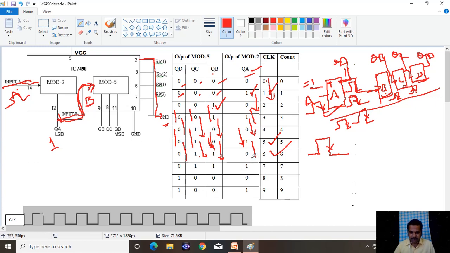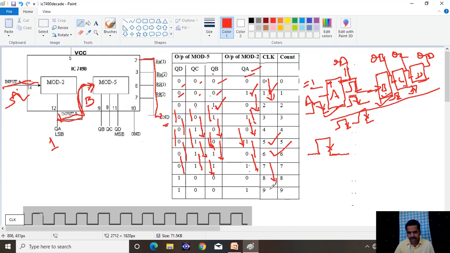When the 7th clock is applied, again it changes the state from 0 to 1. That is, QA flip-flop goes from 0 to 1. When it goes from 0 to 1, there is no change at all here. There is no change at flip-flop B. And there is no change at flip-flop C. And also there is no change at flip-flop D.